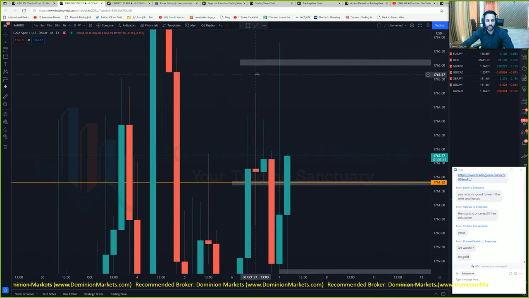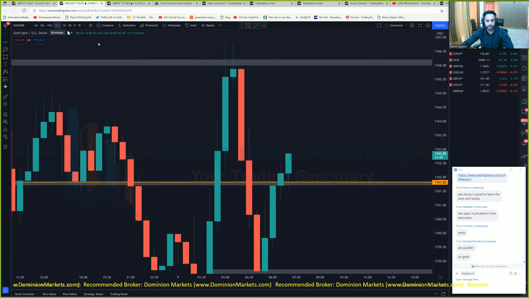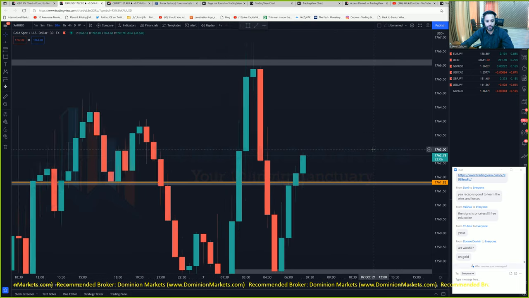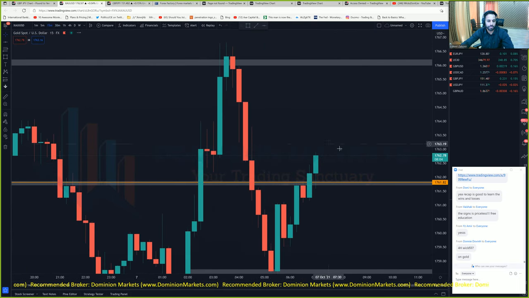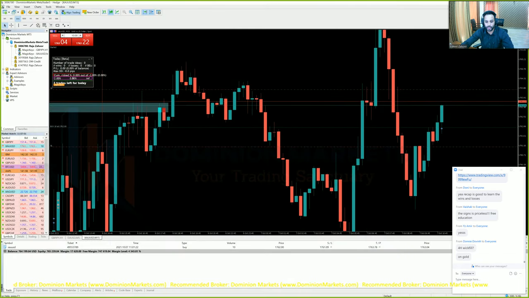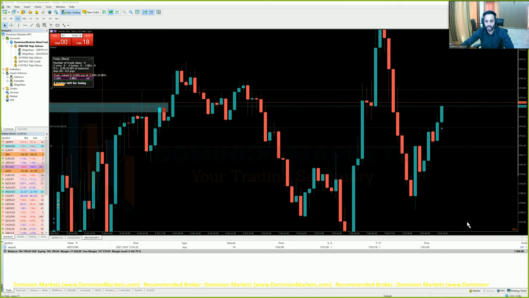4 hour wick fill. Yeah, possibly. That's the whole idea, till 1766. I think it was pretty good. Oh, 1763 has been reached right there. Up about $1,000. $1,080. Should I just secure it and call it a day right here? $1,080. Yeah, for sure.